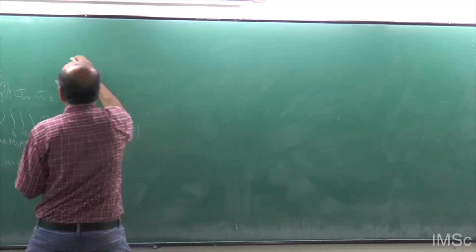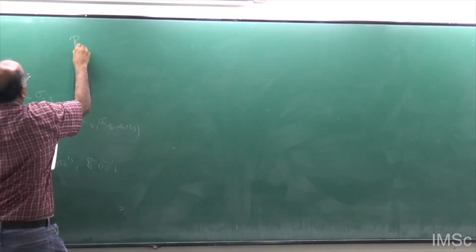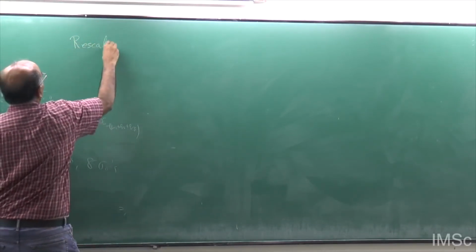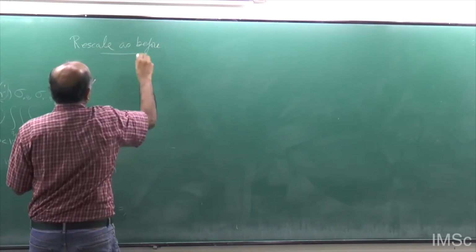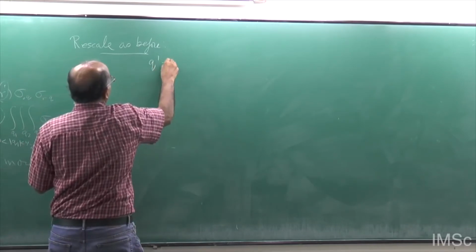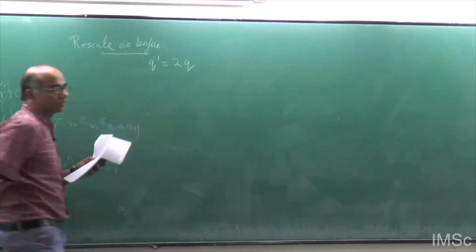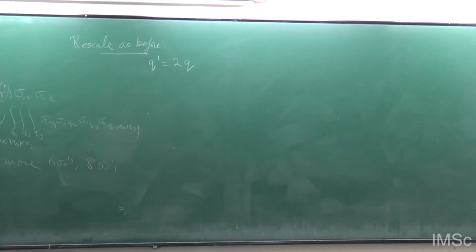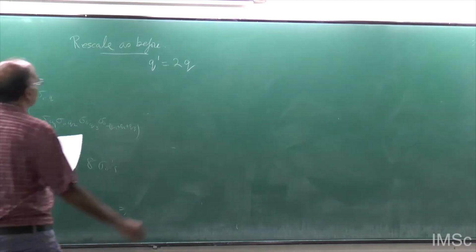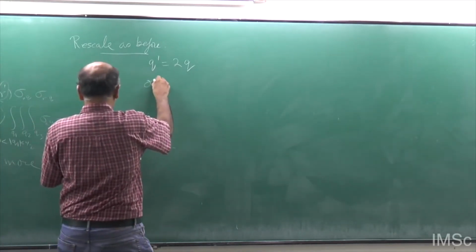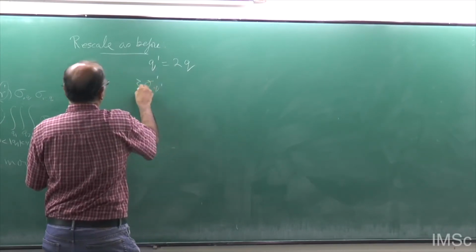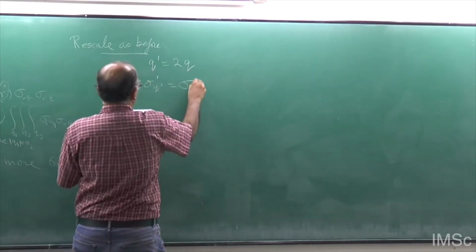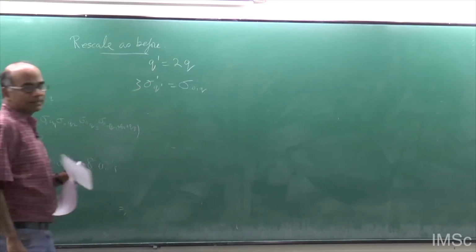So we'll define, as before, q prime will be 2q. That's fixed because of blocking by a factor of 2. And then you define sigma prime of q prime times zeta as sigma naught of q. Same step as before.